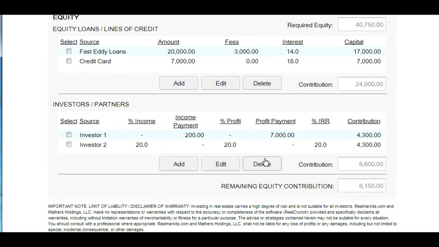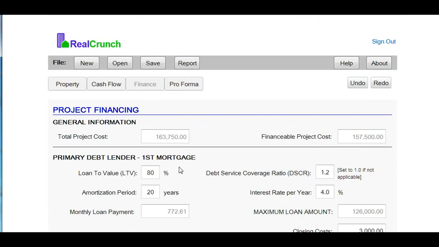Okay, so we add it. Okay, so there we go. We got 8,600 from the investors, remaining equity 8,150 that comes out of our pocket. So okay, next we'll go to the pro forma and see how the project itself is actually performing.